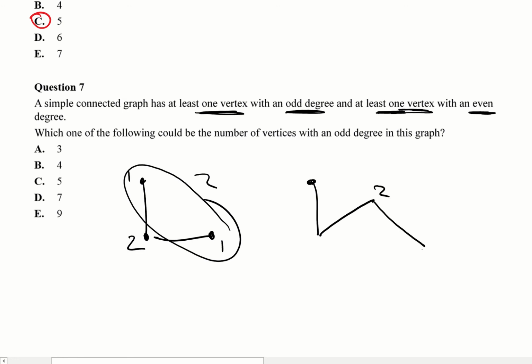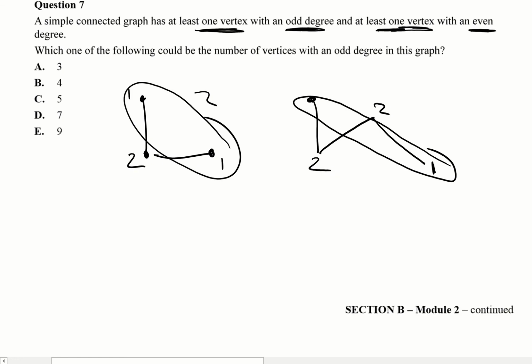Got 2. Got 2. And I've got 1 again. Okay, so I still follow my thing. I've got 2. You could have something, so let's see if this one works. So I've got 1, 3, 2, 2 again.